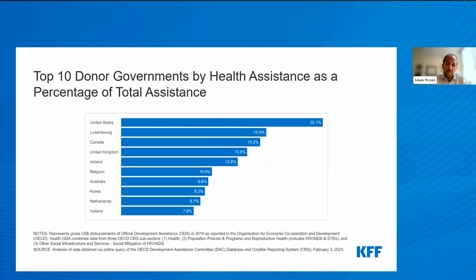In addition to being the largest donor, the U.S. has really prioritized health within its broader foreign assistance envelope. As you can see here, more than 1/5 of U.S. foreign assistance is directed to global health activities, far outpacing other donors that report data to the OECD DAC.